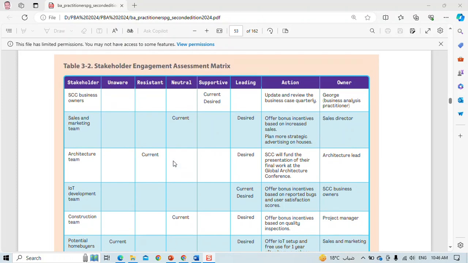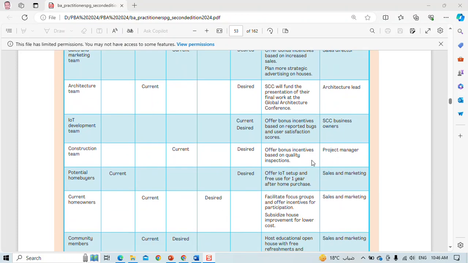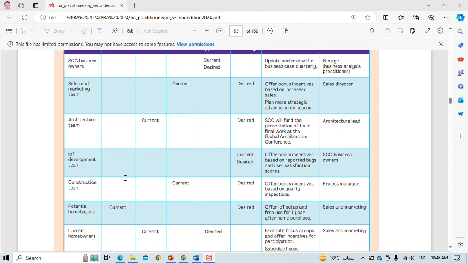Construction team, the current engagement level is neutral. We hope to make them leading. So we will offer a bonus incentive based on quality inspections. Who will take this action? The project manager. Potential home buyer, the current engagement level is unaware. The desired is leading. So we will offer Internet of Things setup and free use for 1 year after home purchase.